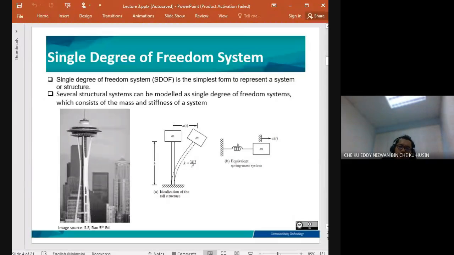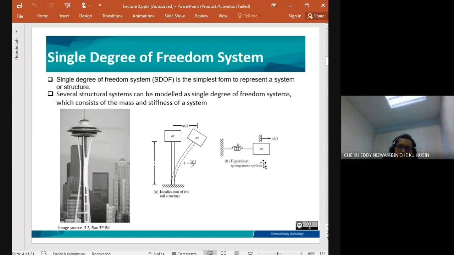As an example, this one is a tower. If we are interested to study the motion of this tower in the horizontal direction, we can model it as a single degree of freedom. The mass on top of the tower we can consider as the equivalent mass, and the supporting tower itself can be modeled as a cantilever beam. We calculate the stiffness and then model it as a single degree of freedom. That's how we model the system to study its dynamics or motion.